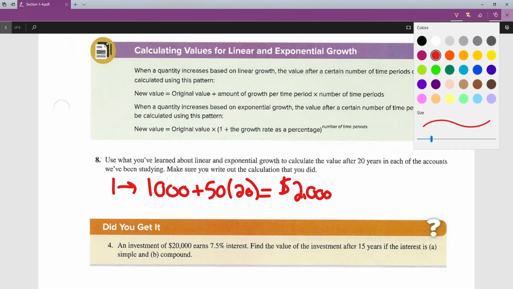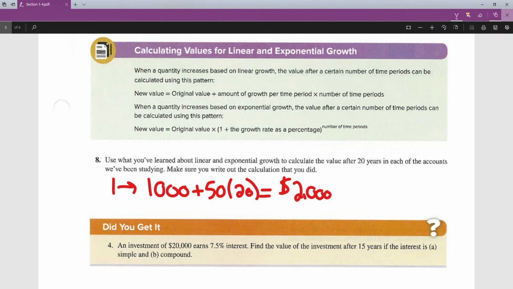Let's get a different color for account 2. In account 2, we did start with 1,000 again. But this time we're multiplying by 1.05. 5% was the growth factor. How many time periods? Well, it's for 20 years. That's going to be my power. You're going to have to put that in your calculator.